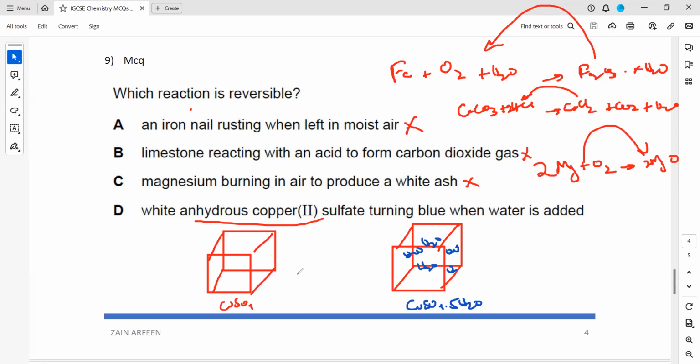Anhydrous means the crystals do not have any trace of water molecules. Hydrated means the crystals trap some water molecules. So these changes are reversible. How? If I add a small amount of water, it will turn into the hydrated form. If I supply heat energy, it will turn back into copper sulfate. So this change can be reversed. Hydrated to anhydrous salts is always a reversible change. That's why D is the right answer for this.